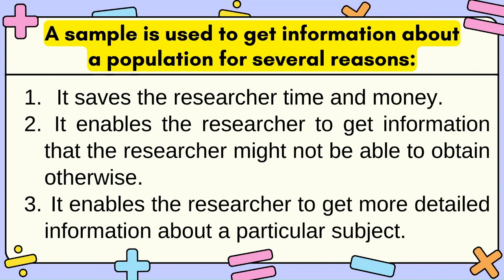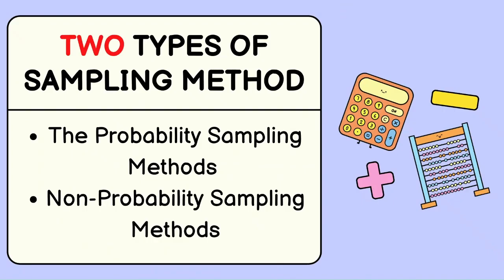First, it saves the researcher time and money. Number two, it enables the researcher to get information that the researcher might not be able to obtain otherwise. And three, it enables the researcher to get more detailed information about a particular subject. Okay, now in sampling, there are two basic types. First, we have the probability sampling, and next, we have the non-probability sampling.